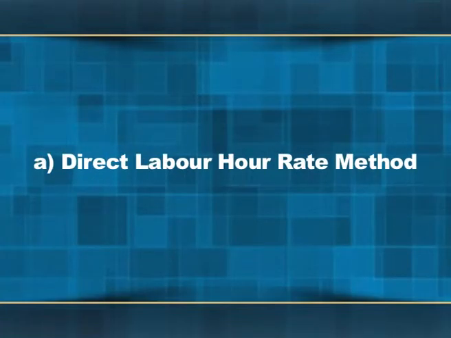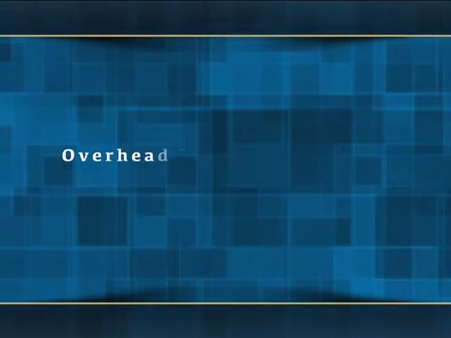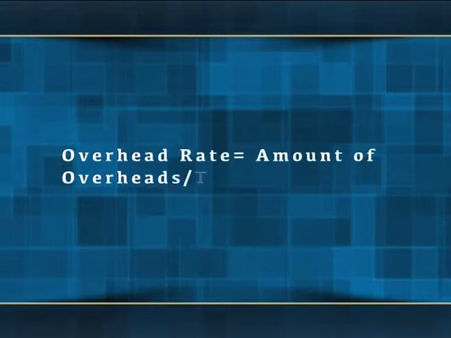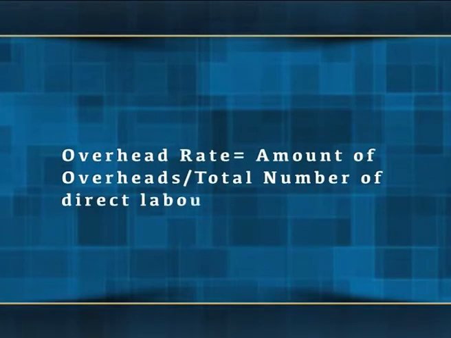The hourly rate method. The hourly rate method includes the direct labor hour rate method, machine hour rate method and dual hour rate method. A. Direct labor hour rate method. Under this method, overheads are absorbed on the basis of the number of labor hours. Overhead rate is equal to amount of overheads divided by the total number of direct labor hours.